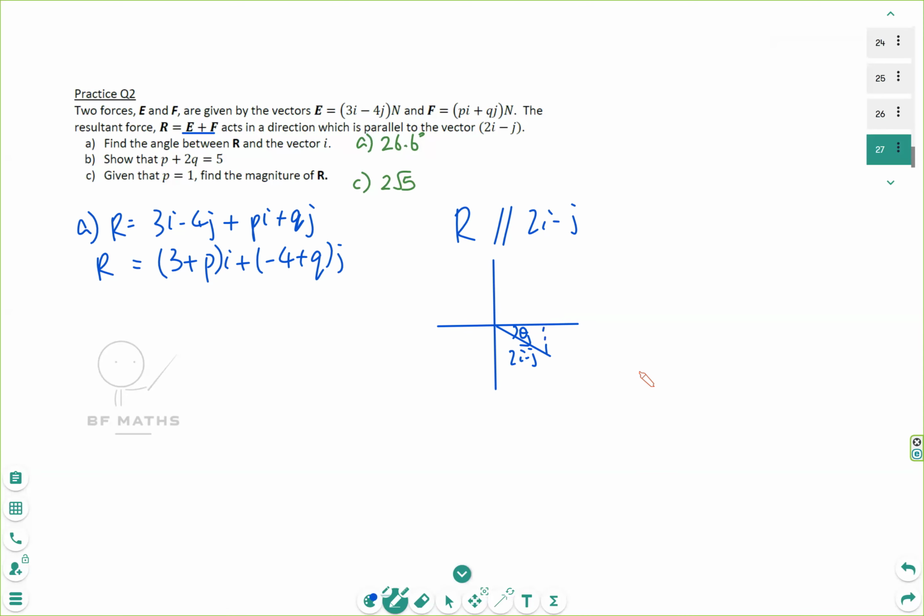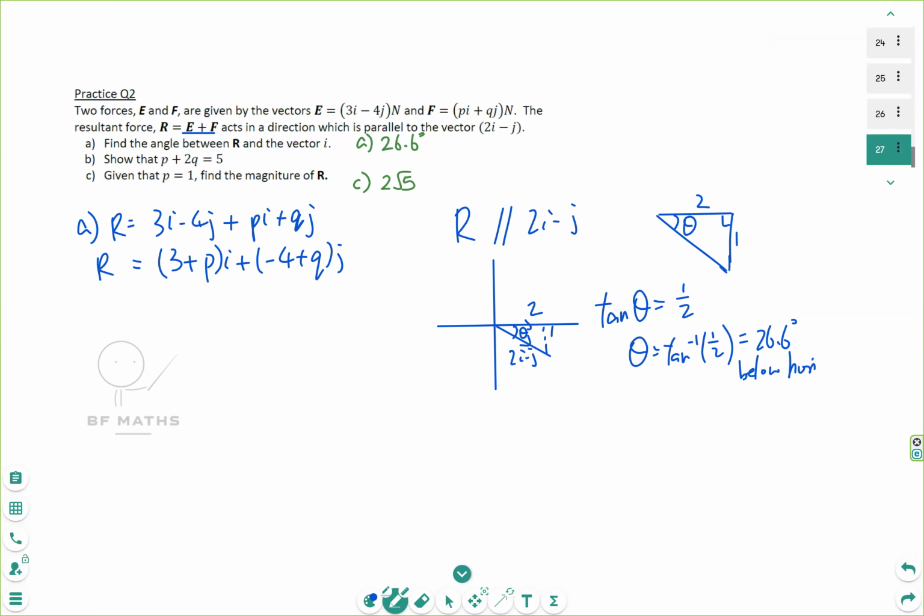Right, to work out theta, I know that's 2 and that's 1. So tan theta equals 1 over 2. Let me draw the triangle out for you. Here, that angle is theta. So theta equals inverse tan of a half, which is 26.6 degrees. Oh, by the way, below horizontal. We must write below horizontal. Why? Because the other angle could be upwards, above the horizontal, but this is below the horizontal.